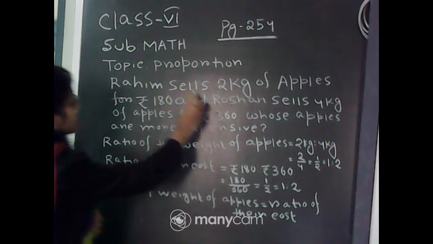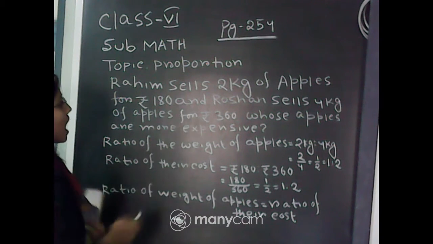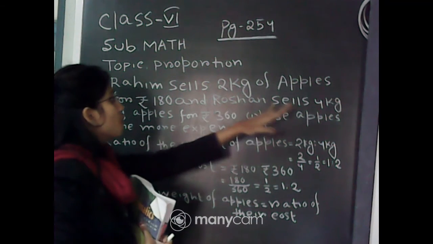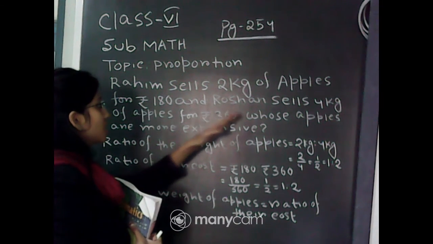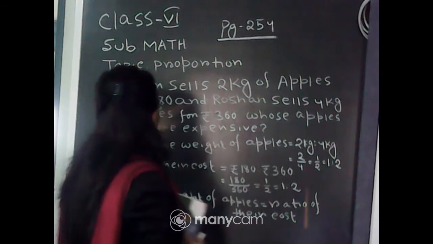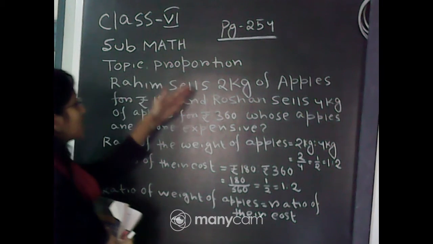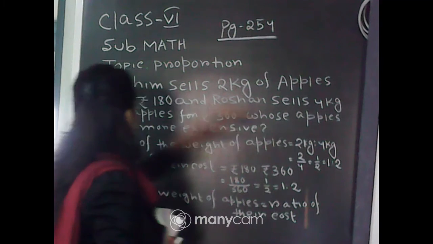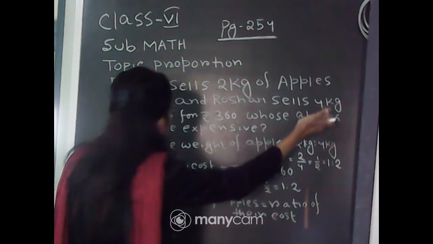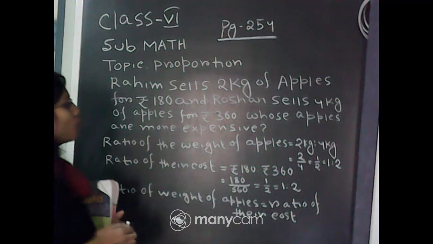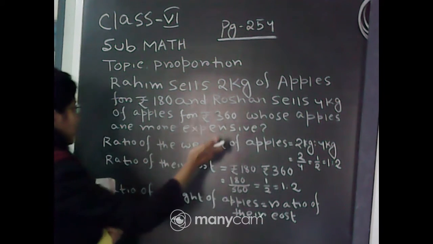Suppose Rohim sells 2 kg of apples for rupees 180 and Roshan sells 4 kg of apples for rupees 360. Whose apples are more expensive?